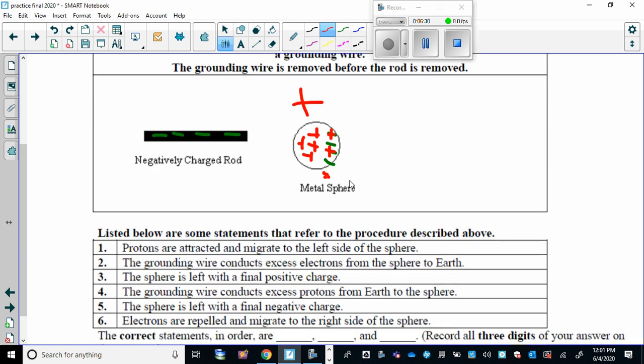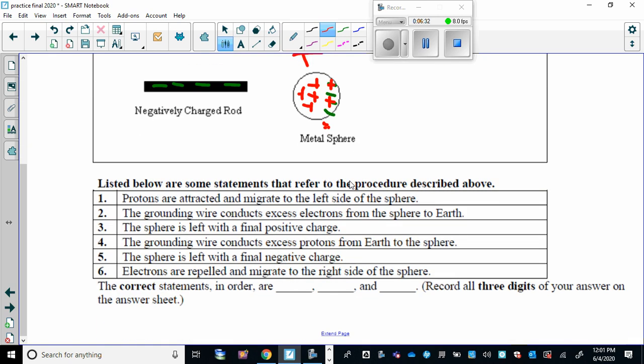Then we can look at all these options here, and it says, listed below are some statements that refer to the procedure described above. So let's just go through this list and discuss each one, whether they're true or false. Protons are attracted and migrate. No. We've just discussed that. We're always talking about electron movement. So anything with protons, you can automatically just scratch off.